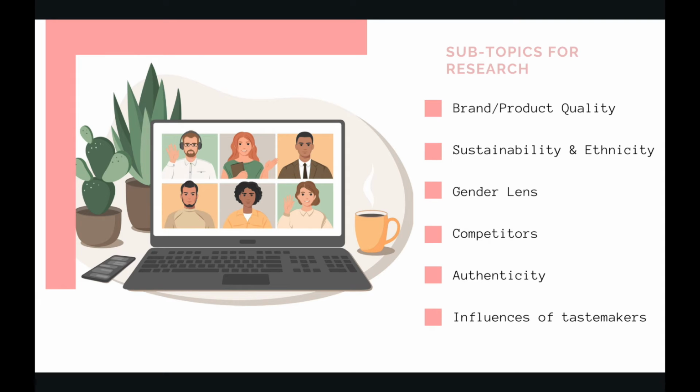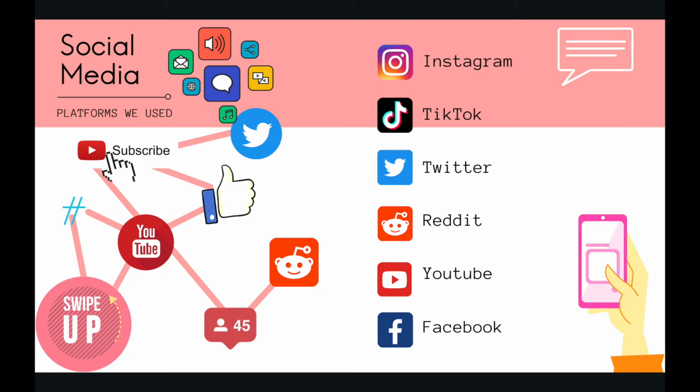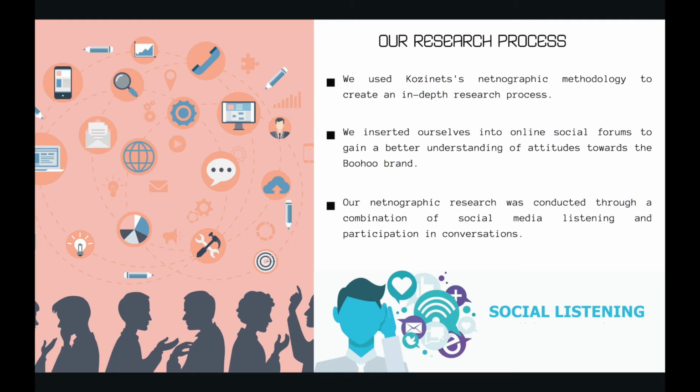McDonald 2021 says millennials and Gen Zs are looking to companies which share their values, making these subtopics extremely relevant to the Boohoo brand. We split the subtopics amongst the group. The subtopics aided us with our collection of data from the following online platforms: Facebook, Instagram, Reddit, TikTok, Twitter, and YouTube. The group's research was conducted through an ethnographic sensibility level through social media listening.